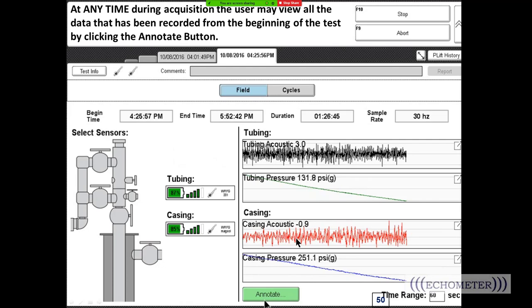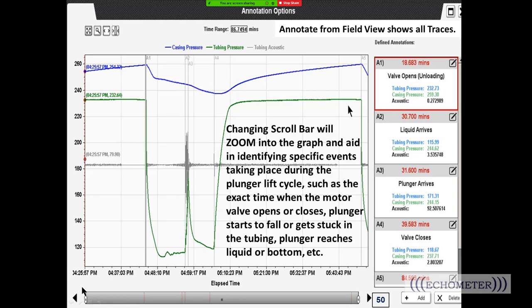It's a feature that has a lot of flexibility. It lets you zoom in and look at a particular event, annotate, and record a comment. Here we've got the scroll bar at the bottom of the annotation. We can change the view on the screen. We have the casing pressure data, the tubing pressure data, and the acoustic signal. We can use our magnifying glass to select a particular point and zoom in. We can change the range of the time, and we can examine the data in more detail.